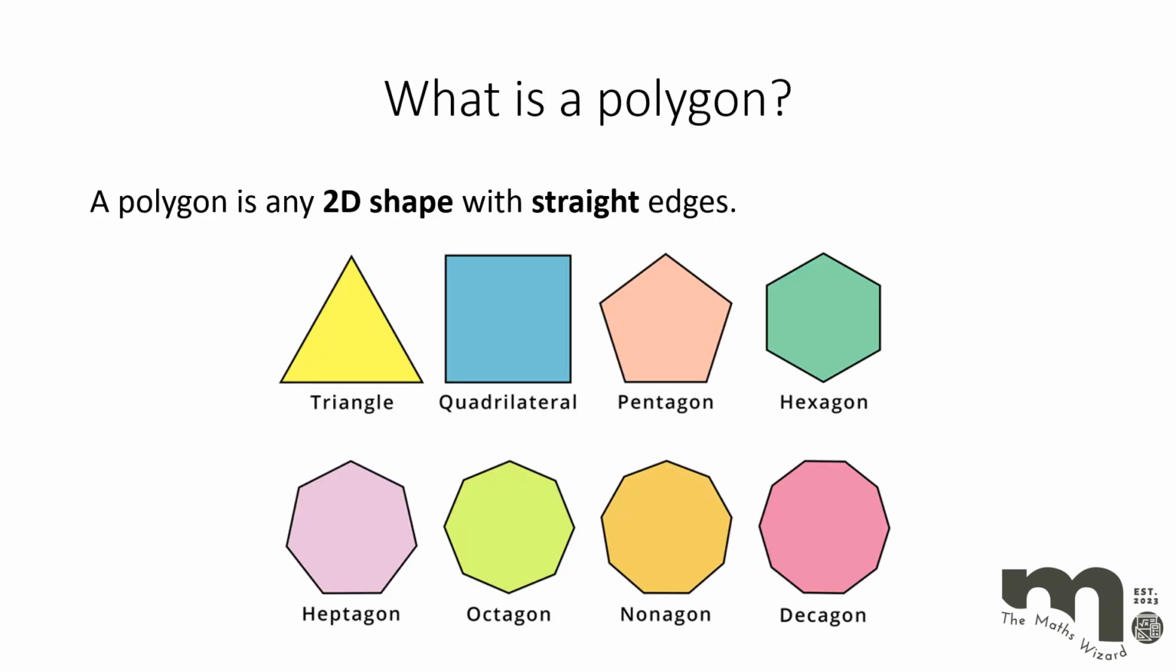Just a little bit of a reminder of what a polygon is. A polygon is any 2D shape with straight edges. So you've got lots and lots of examples there. We've got triangles, we've got any type of quadrilateral, so any shape with four sides like a square or rectangle, trapezium, rhombus, etc. Pentagons, hexagons, all the way up to decagons there. So they're 10-sided shapes.